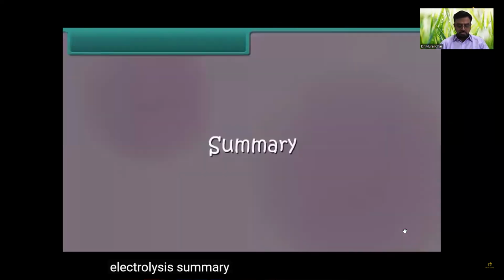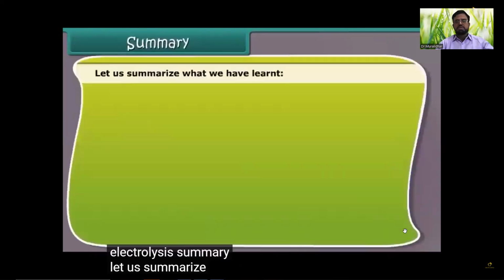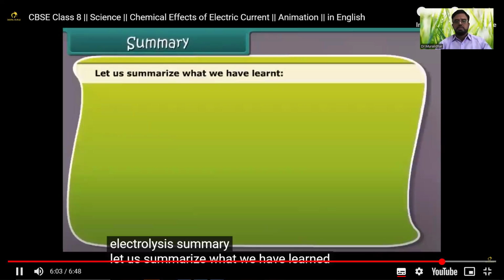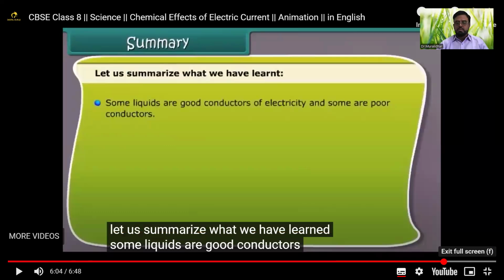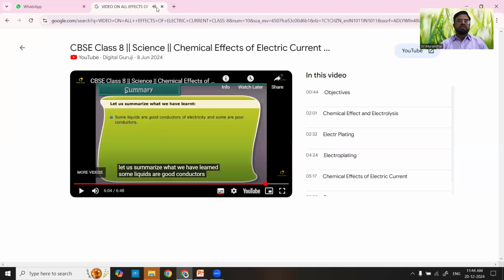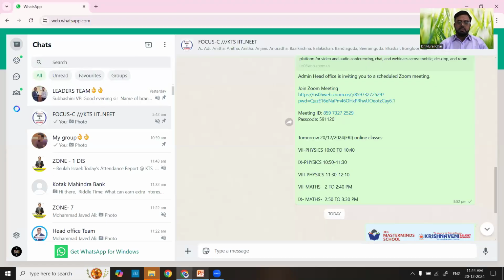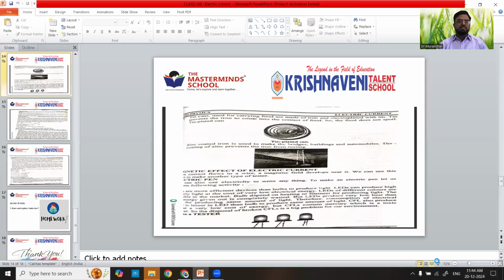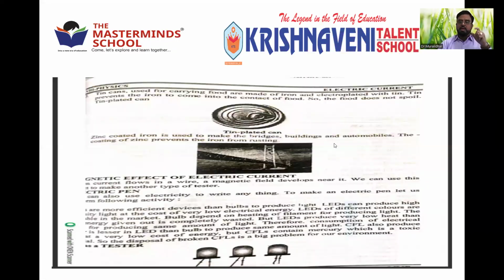Summary. Let us summarize what we have learned about the chemical effects of electric current. Some liquids are good conductors. So, complete details about the chemical effects. What is the chemical effect? How one object is coated over by another metal, called electroplating.